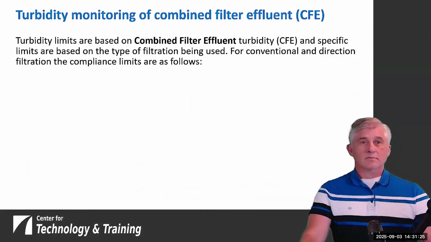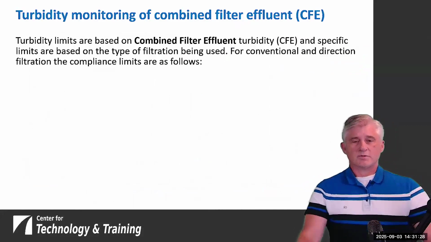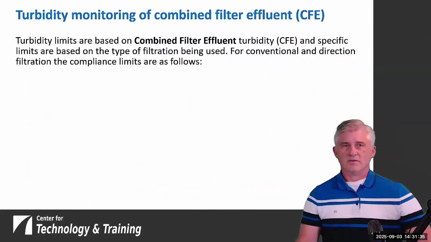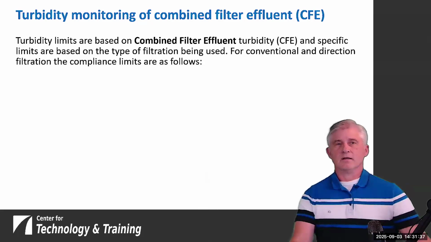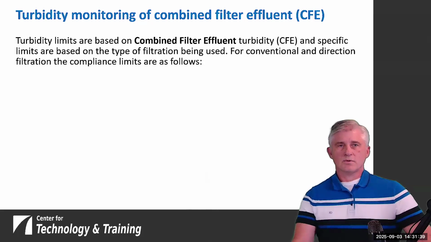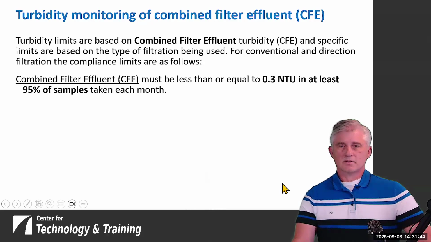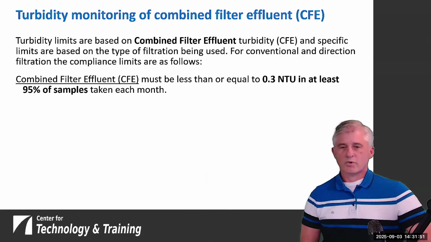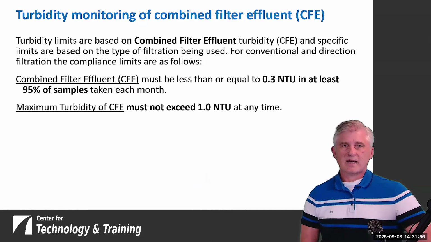So, turbidity monitoring of the combined filter effluent. We need to look at when our compliance is determined based off of the turbidity of all of our filters when they combine, typically before they go out into the system. So combined filter effluent, as we had said before, must be less than or equal to 0.3 NTU in at least 95% of the samples taken each month, with a maximum not to exceed 1 NTU.